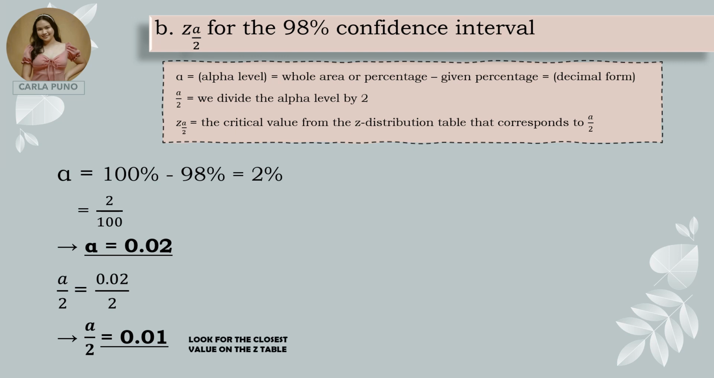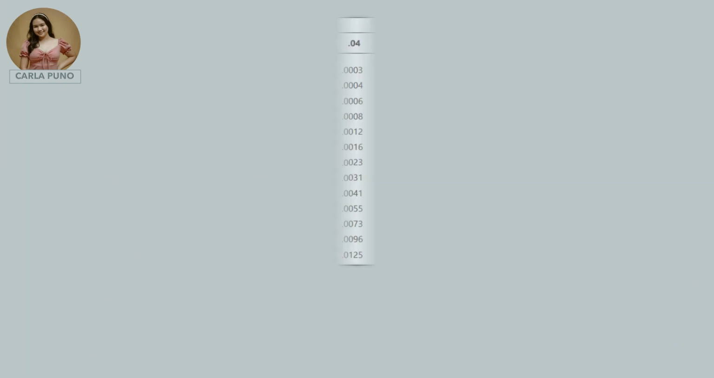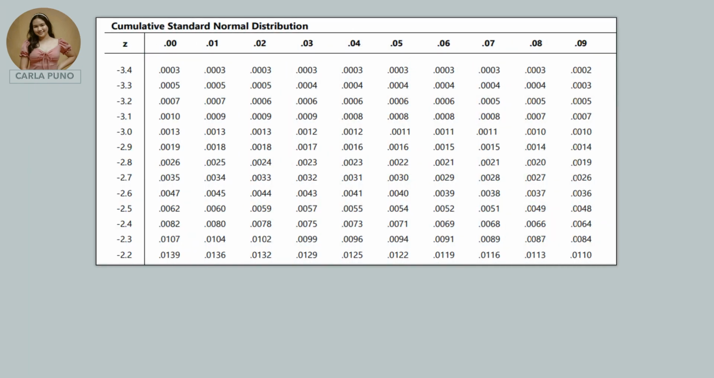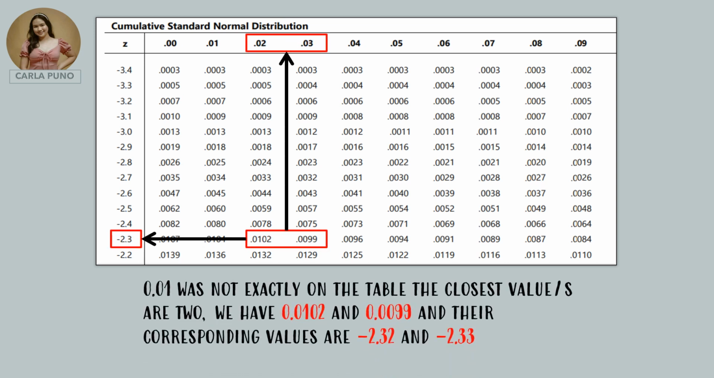And next we are going to look for the closest value on the z-table for our 0.01. Remember, we are looking for the closest value of 0.01. We have 2.